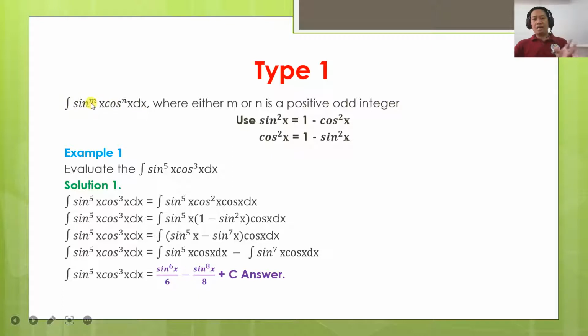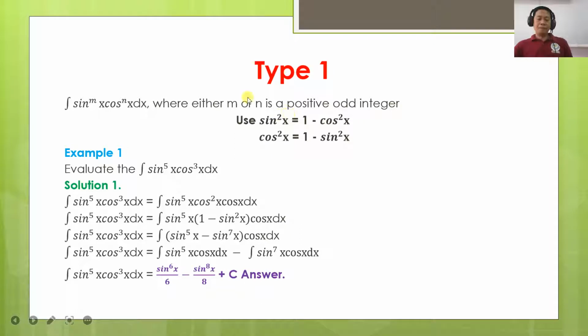Kahit isa lang dito sa sine and cosine na merong odd number, so under type 1 na yan. Or even kahit walang sine, andyan si cosine, pero odd yung kanyang exponent, type 1 yan. Or, halimbawa, walang cosine, nakikita mo si sine, pero odd number yung kanyang exponent, this is also type 1. Yan yung characteristic ng type 1. So, at least isang exponent is odd integer.